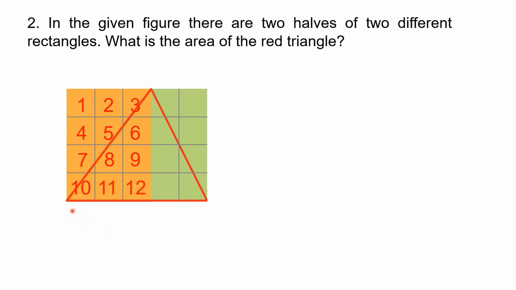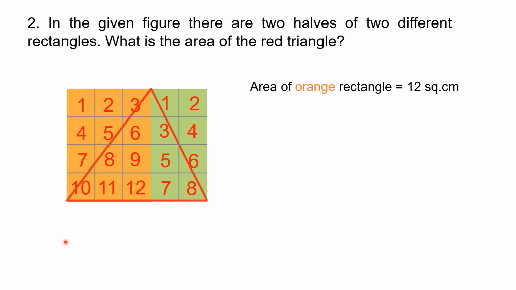There are 12 squares in this orange rectangle. So, the area of the orange rectangle is 12 square centimeters. Let us find out the area of the green rectangle. There are 8 squares in this green rectangle. So, the area of the green rectangle is 8 square centimeters.